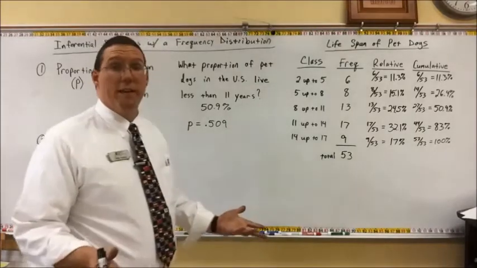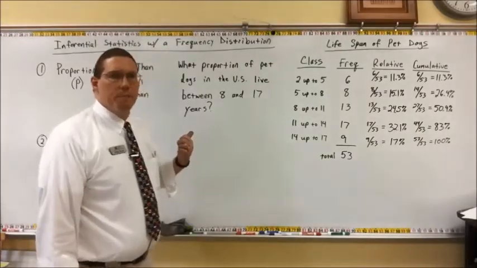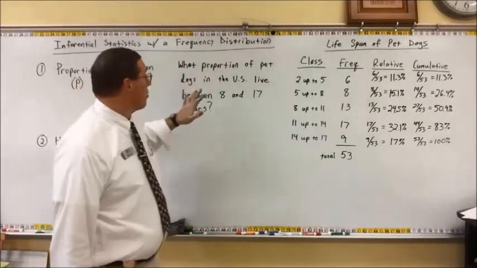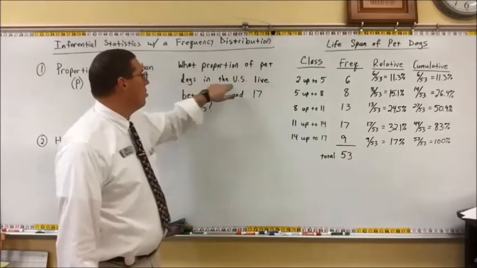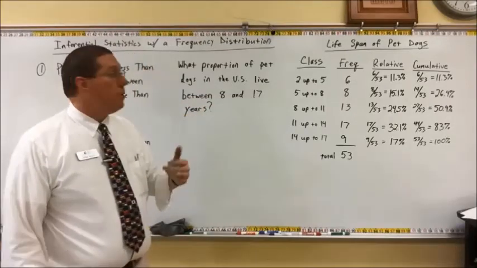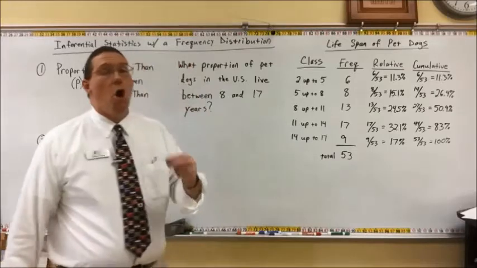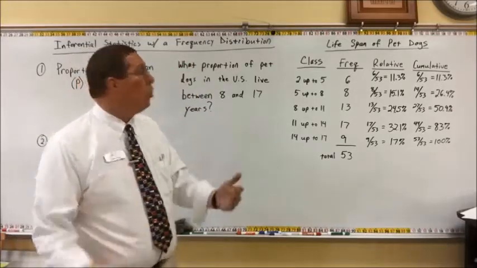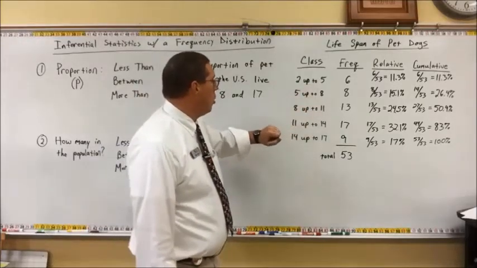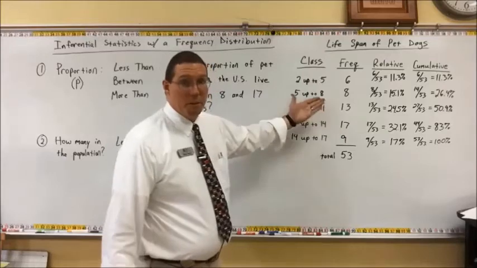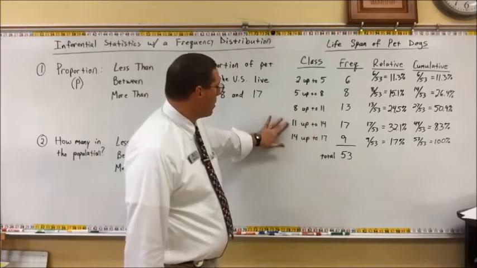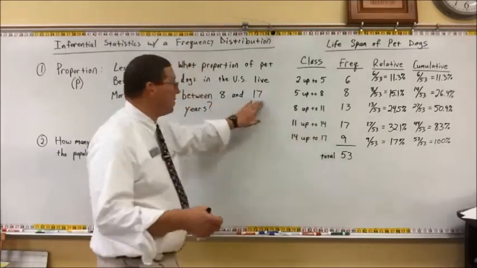All right, let's try a different kind of question. Here's another question. This one is a between question. It's a proportion between question. It says, what proportion of pet dogs in the U.S. live between 8 and 17 years? And so now, to get the answer to this, we want to include all the classes that run between 8 years and 17 years. So we don't want 2 up to 5. We don't want 5 up to 8. We do want to start at 8, 8 up to 11. Well, that's between these. 11 up to 14, and 14 up to 17. So these 3 classes run between 8 and 17.